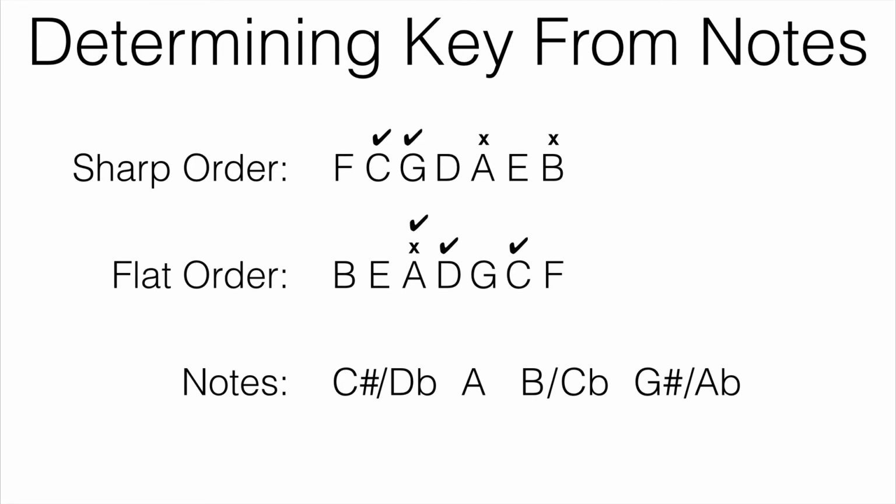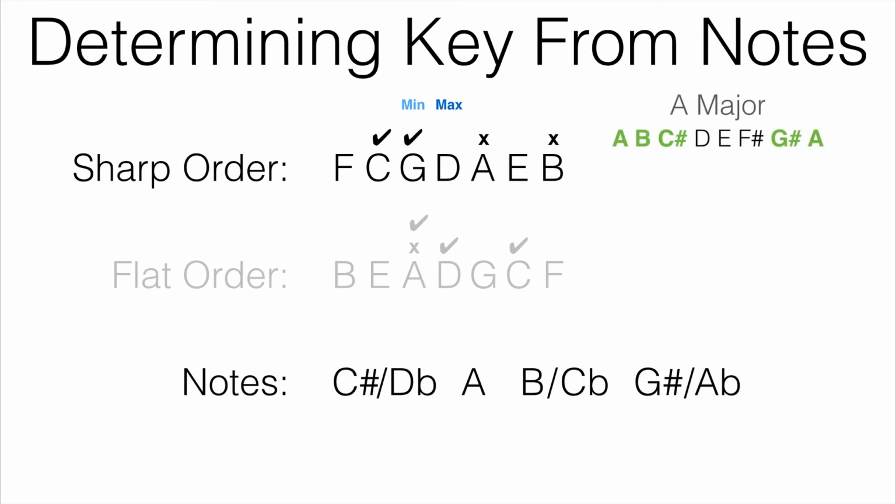Let's take a look at the sharp list first. We notice that the most sharps that we can have before we hit an X when reading from left to right is 4. The least amount of sharps that we can have is 3 because G sharp is checked off already. Even though we don't have F sharp checked off, we assume that since we have 2 sharps to the right of it, we probably have F sharp as well. Therefore, the 2 possible sharp keys are A major, which has 3 sharps, and E major, which has 4 sharps.